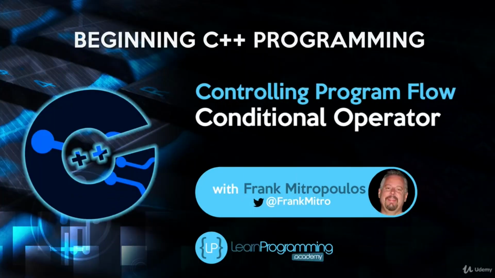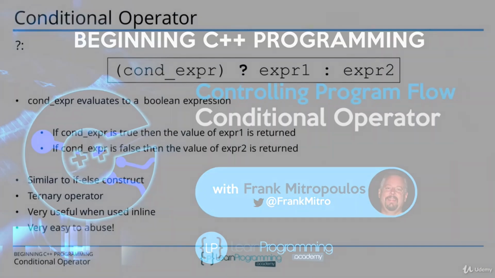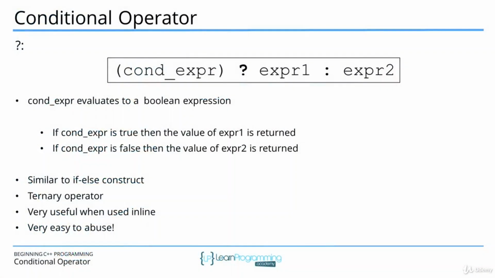In this video, we'll learn about C++'s conditional operator. This is a really neat and very useful operator. The operator is represented by the question mark and the colon symbols, but they aren't used next to one another. The conditional operator is a ternary operator, which means that it operates on 3 operands.